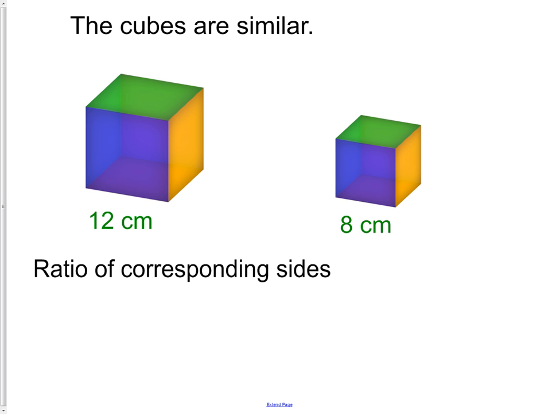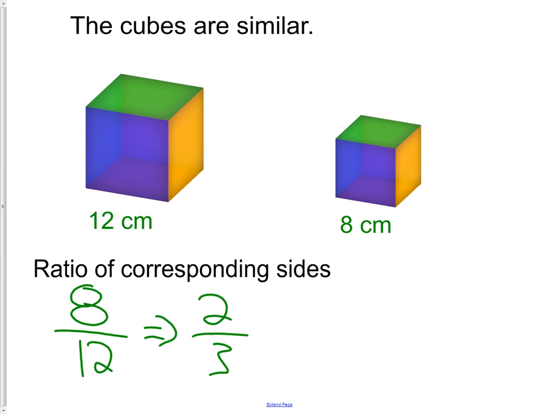So we're just going to create a ratio. I'm going to put the small over the large, but you could do the exact same thing by doing the large over the small. We have 8 over 12, which reduces down by dividing them both by 4 to 2/3. Our ratio is 2/3, which means if I multiply any dimension on the large cube by 2/3, I'll get the small cube. And if I multiply the small cube dimensions by 3/2, I would get the large cube. But that's just for the side lengths. Remember, the angles will be the same no matter where you measure them.